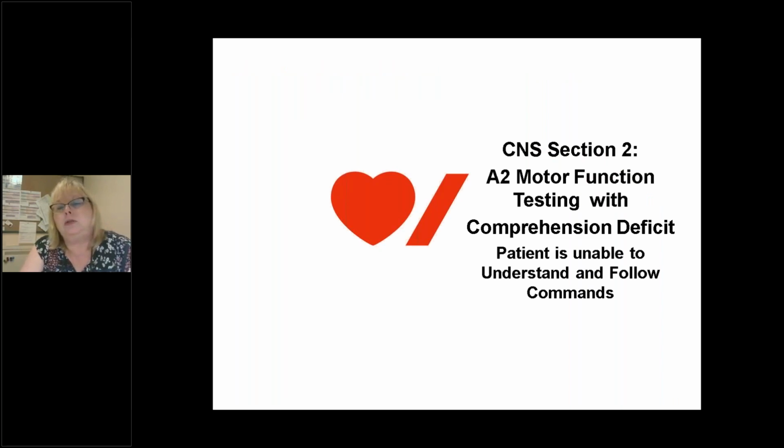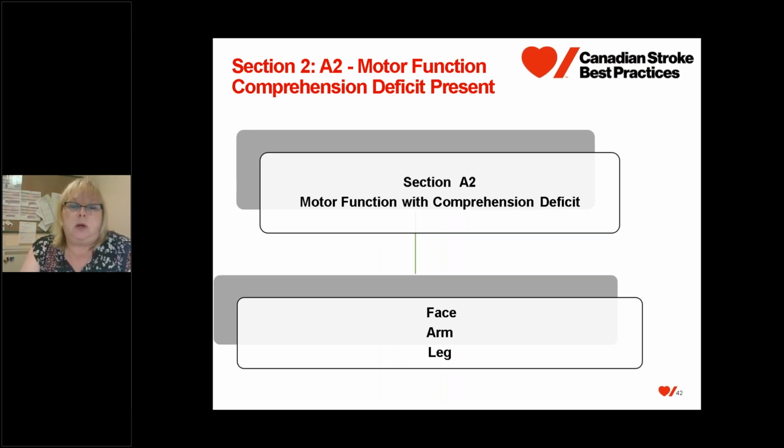We'll now move on to Section A2, motor function with a comprehension deficit. The patient is unable to understand and follow commands. As a result, we know that because the patient isn't able to understand and follow commands, they would not be able to oppose resistance by the examiner. Therefore, we are not able to grade the degree of weakness in the arm and leg. So here we test facial weakness, total arm, total leg weakness.